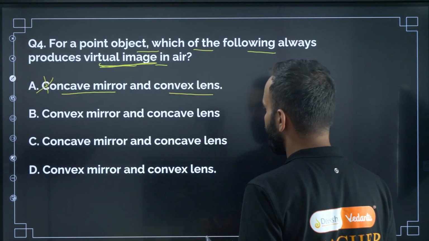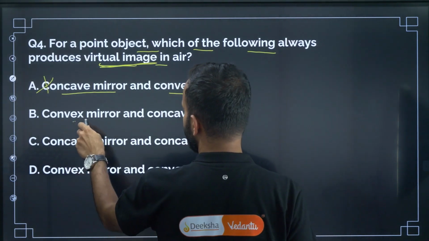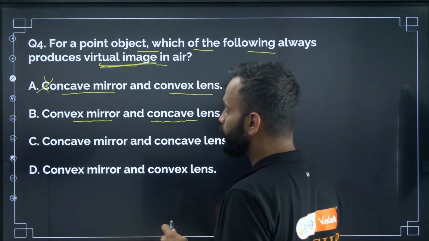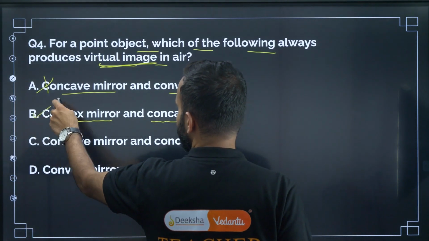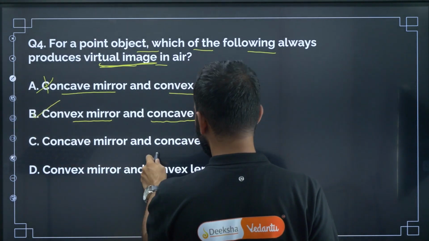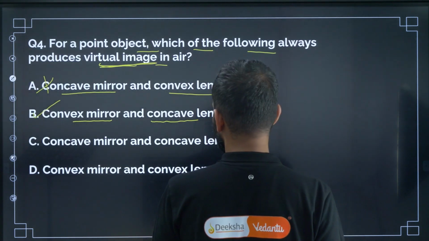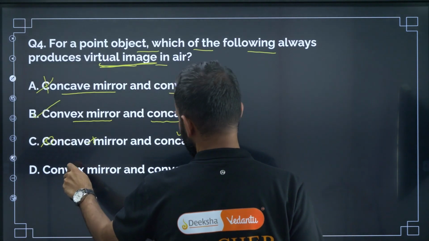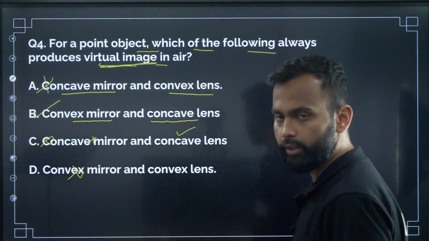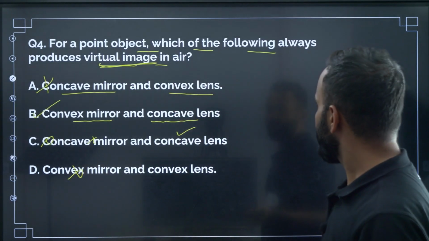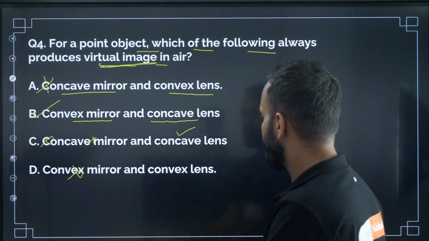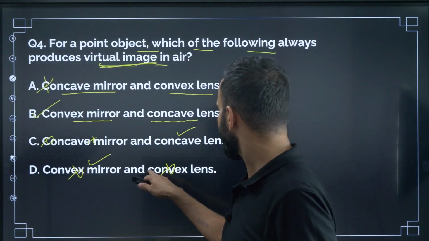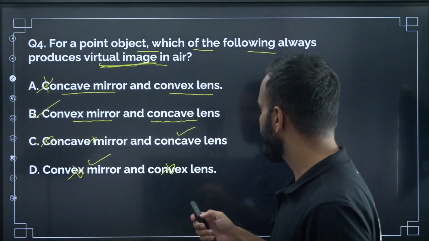Option B, convex mirror and concave lens, correct. Image produced by convex mirror and concave lens is always virtual. So option B is the correct answer. Option C, concave mirror and convex lens, concave lens. So this one is correct, this one is wrong. So option C is wrong. Option D is also wrong anyway, convex mirror and convex lens. Here convex mirror is correct, convex lens is wrong.